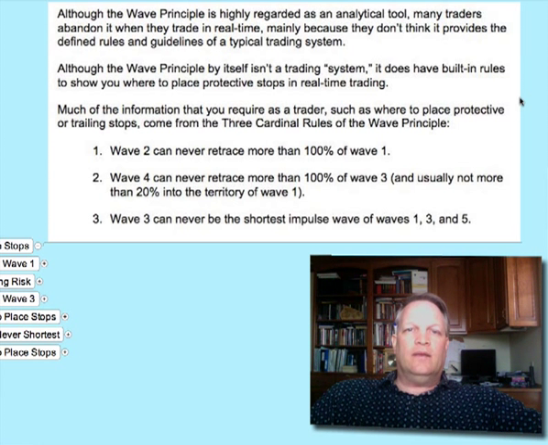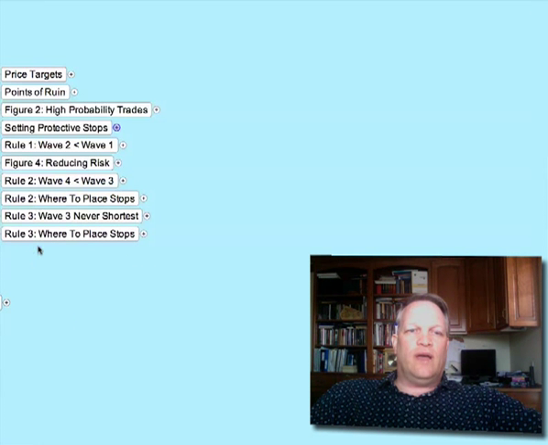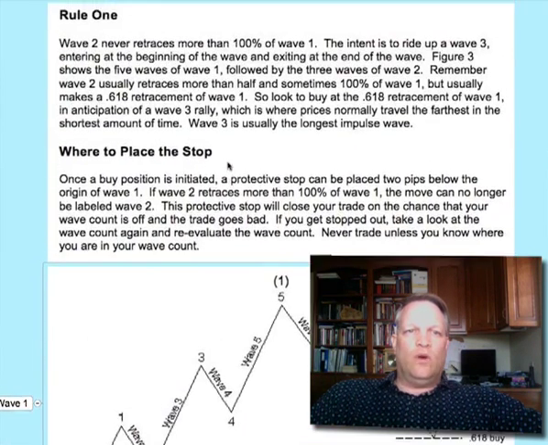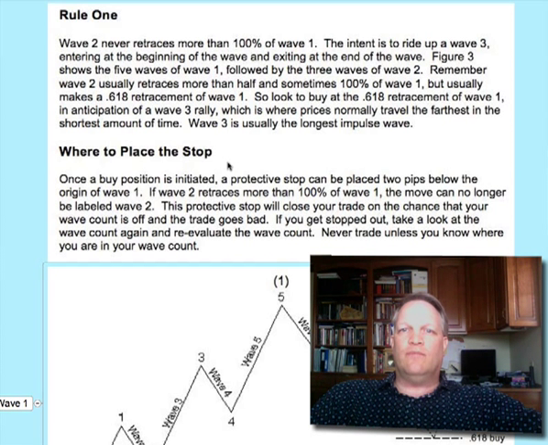All right? Let's go on, close this up, and let's show you how knowing those rules helps you know where to set your stops. Look at this diagram here. Rule 1, wave 2 never retraces more than 100% of wave 1. The intent in understanding that rule is to catch the wave in a wave 3. You want to surf all the way through that wave 3, okay? Entering at the beginning as much as possible, and then exiting at the end of wave 3.